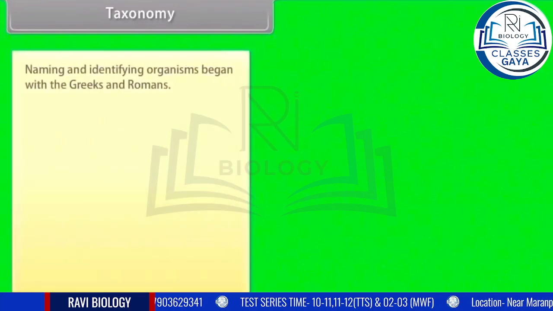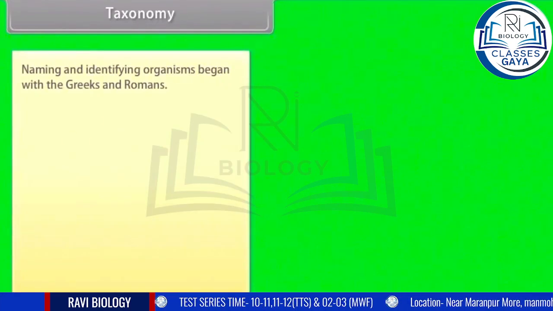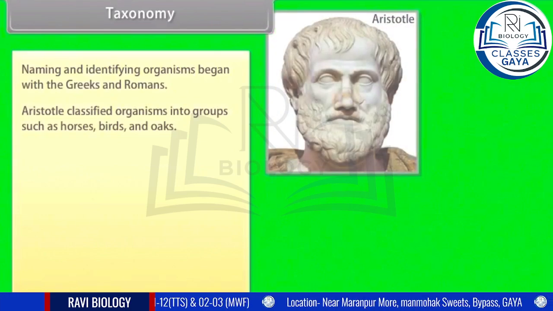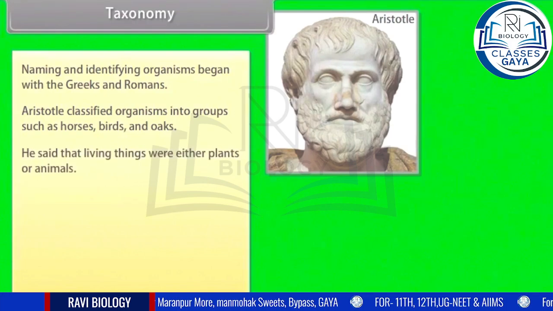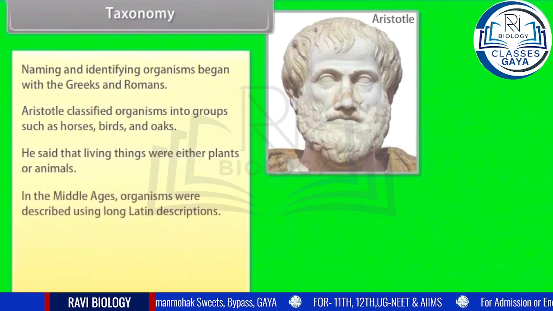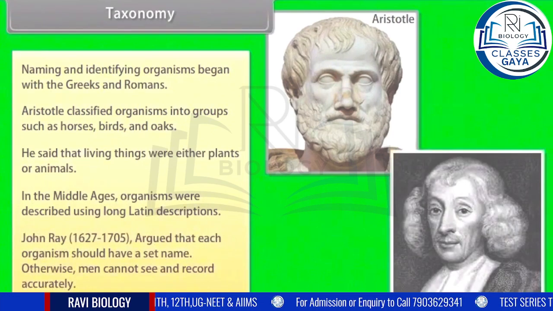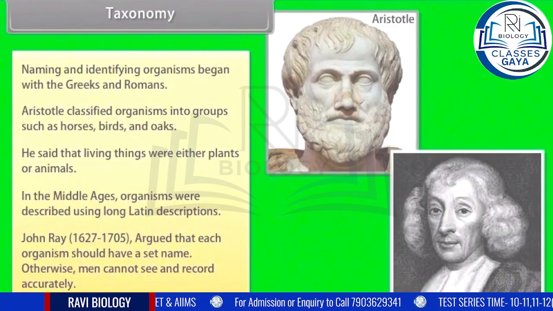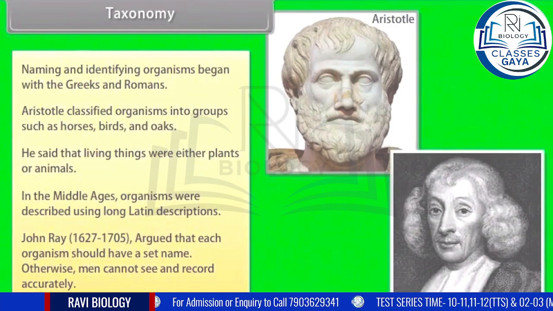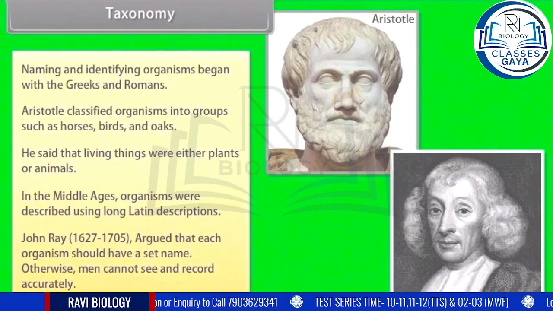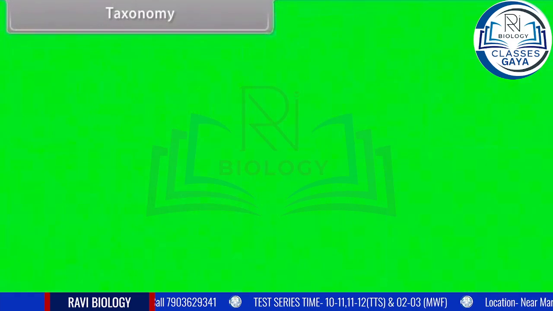Taxonomy. Naming and identifying organisms began with Greeks and Romans. Aristotle classified organisms into groups such as horses, birds, and oaks. He said that living things were either plants or animals. In the Middle Ages, organisms were described using long Latin descriptions. John Ray, 1627 to 1705, argued that each organism should have a set name. Otherwise, men cannot see and record accurately.